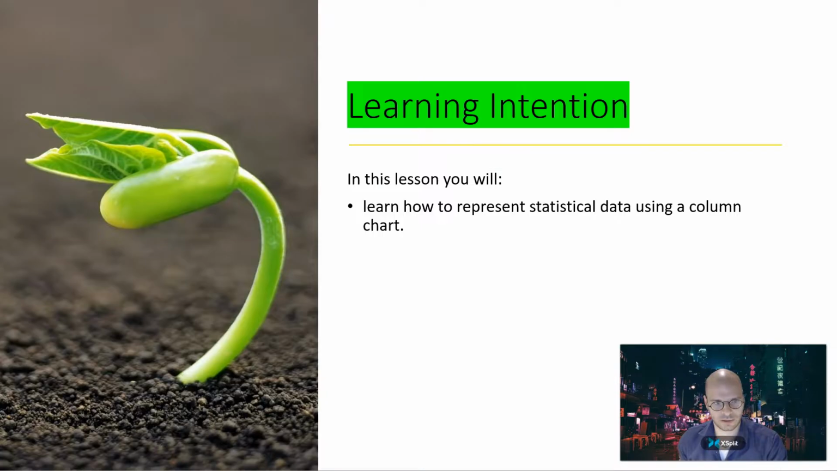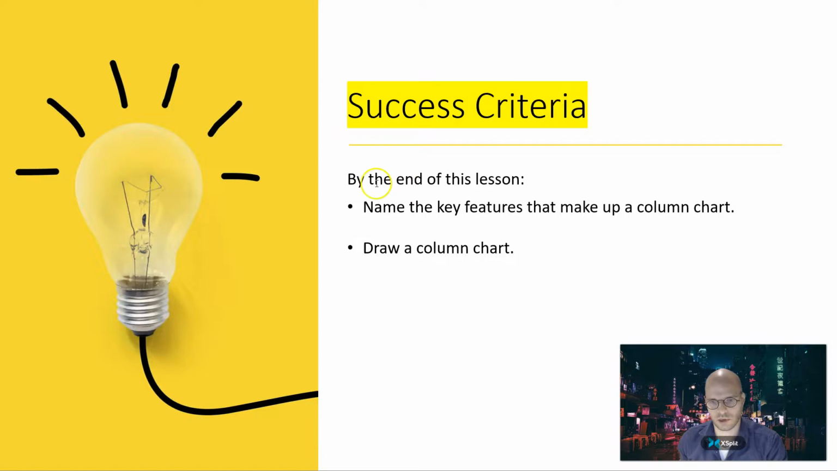Now in summary, for this lesson we set out to learn how to represent statistical data using a column chart. By now we should all be able to name the key features that make up a column chart, and we should be able to draw a column chart.